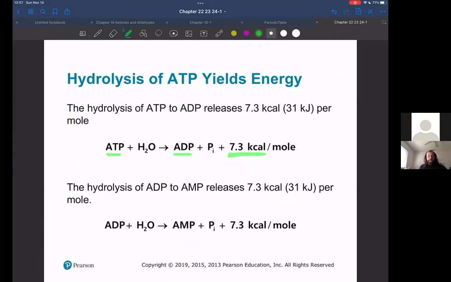Hydrolyzing that bond releases a lot of energy. ADP can also be hydrolyzed and releases the same amount of energy. So removing that phosphate group, the hydrolysis of that phosphodiester bond, is really favorable. Typically, it's ATP that is used in reactions. There are some reactions that use ADP, but typically ATP is the go-to energy currency in the cell.